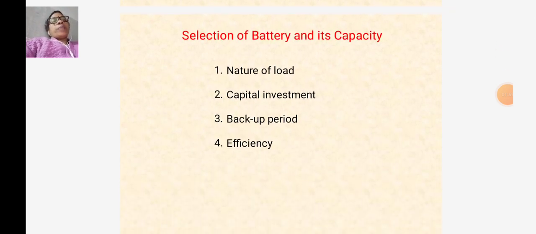The selection of battery and its capacity depends on the nature of load, capital investment, backup period and efficiency. We can select the battery capacity according to the nature of load, and we can also observe the capital investment, the backup period, and what the efficiency of the circuit is.